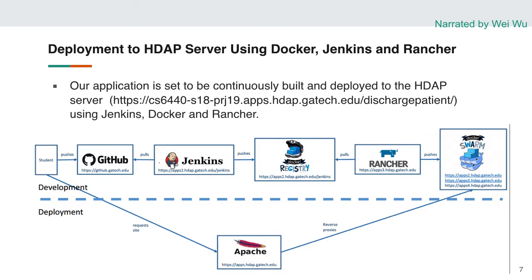We also have our application continuous built and deployed on the HDAP server. Briefly, the Jenkins server could detect any new commit in our GitHub repo and perform or automate build for our project and the Docker image, and then push the build Docker image to the HDAP Docker registry and notify the Rancher server to deploy the pushed Docker image on the Docker Swarm. You can view our application using this URL.